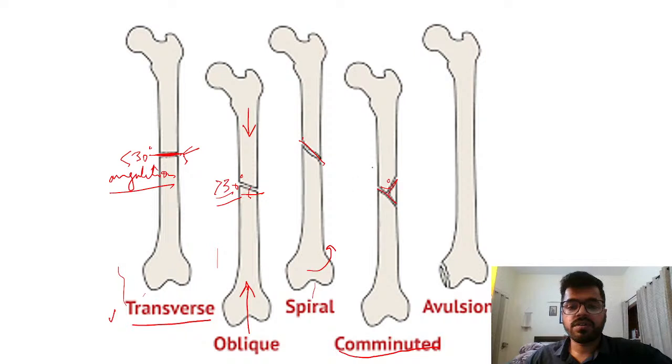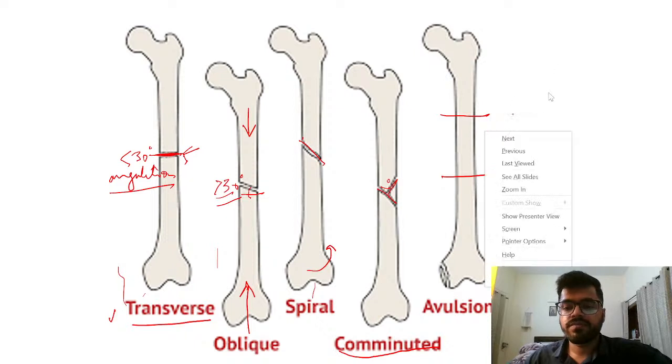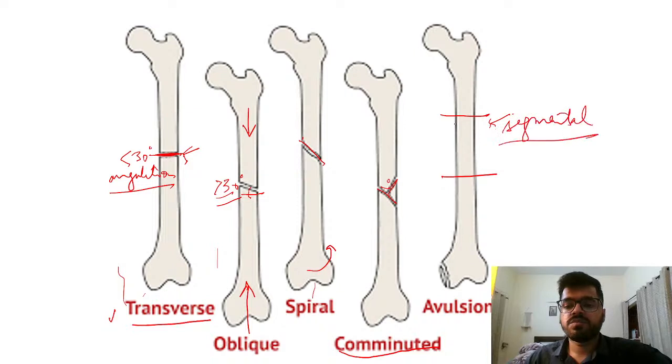Another high energy trauma fracture is segmental fracture that breaks at two places. This will be segmental fracture, that is it broke at two different places. Another type is avulsion fracture, that occurs due to avulsion of some tendon along with a chip of bone. So this is avulsion fracture. So these are the types of fractures. You could just remember the names, that will be enough.